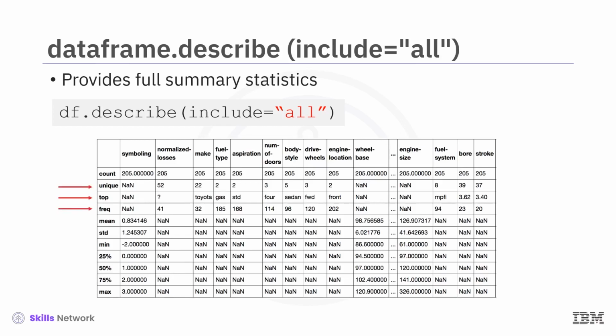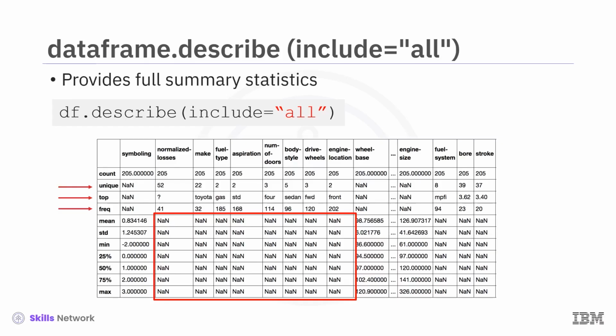Unique is the number of distinct objects in the column. Top is the most frequently occurring object, and freq is the number of times the top object appears in the column. Some values in the table are shown here as NaN, which stands for not a number. This is because that particular statistical metric cannot be calculated for that specific column data type.